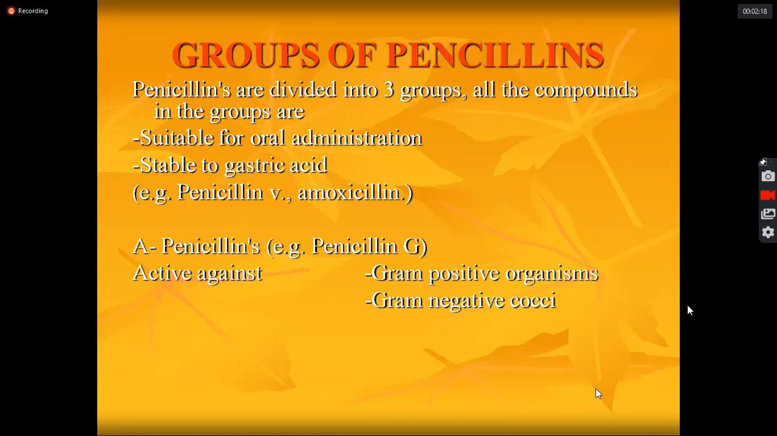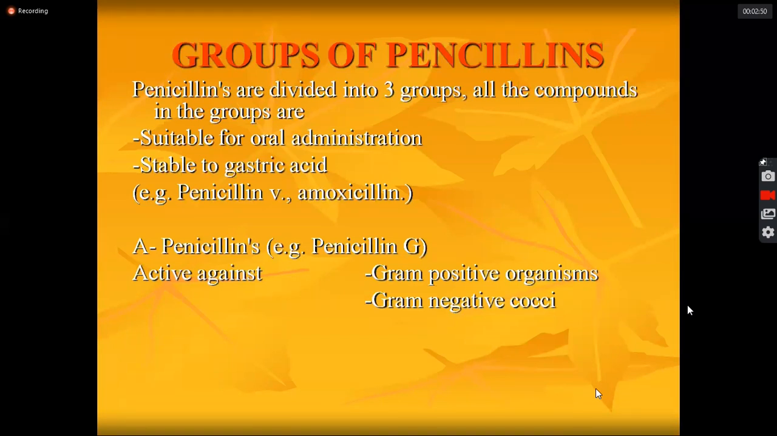Then the extended spectrum or broad spectrum, which are effective against gram-positive and gram-negative organisms, or which act against a wide range of diseases. These include aminopenicillins, amoxicillin, ampicillin, ureidopenicillins, piperacillin, carboxypenicillins, ticarcillin, and carbenicillin. Actually, these are not in your slide. I made this new one because of the ambiguity or the doubts you have about the classification.